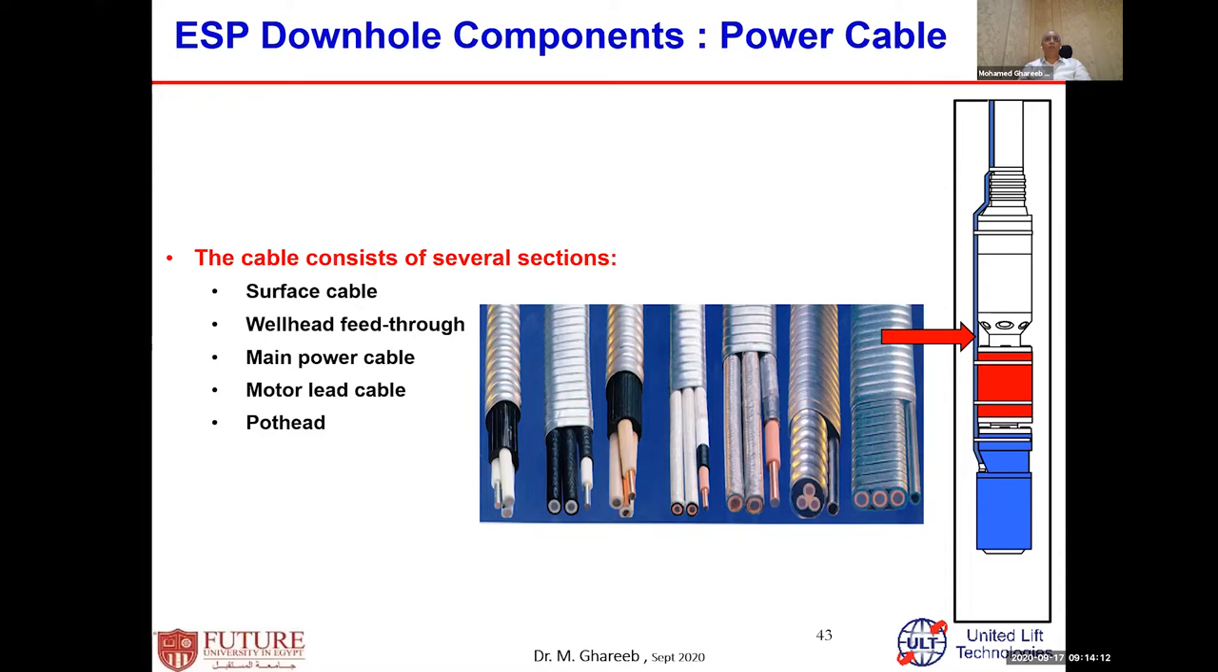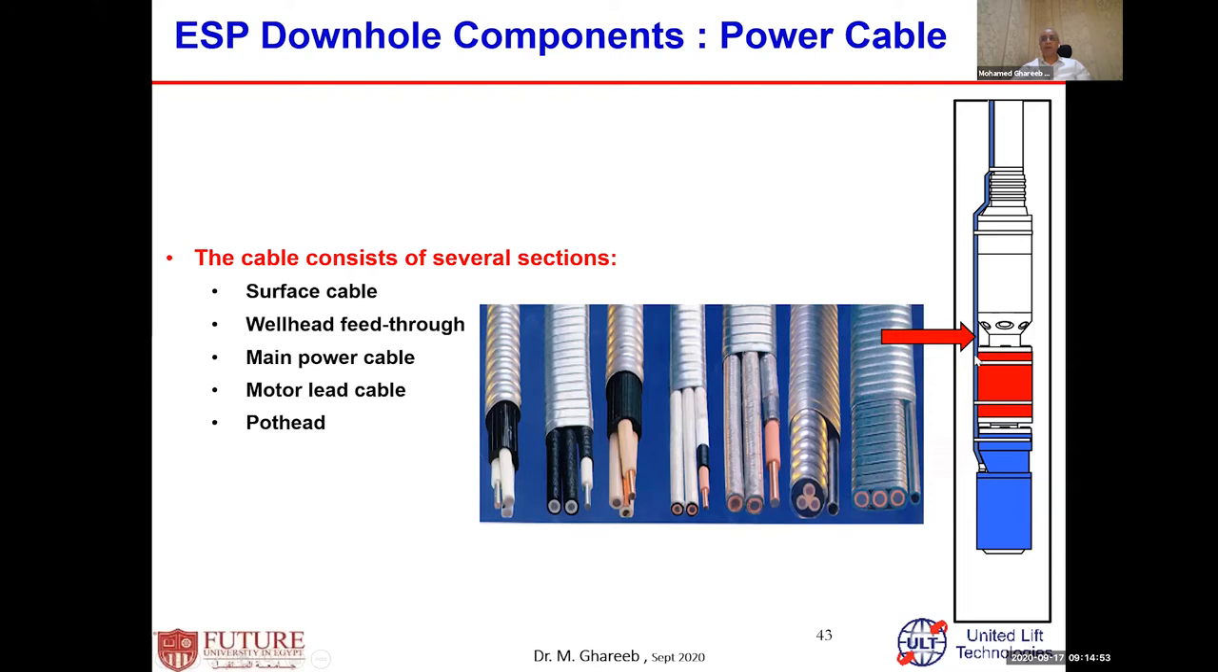This cable goes from surface to downhole, then there is an area you call the wellhead feed through cable. At the wellhead, I will show you in a couple of slides what feed through means. The cable comes from surface to downhole, then what you call feed through cable is a different configuration or different connection. Then the main power cable runs from surface to downhole. But for the main power cable, there is also a critical area around the ESP assembly. The ESP assembly's outside diameter is big. The area is sensitive.